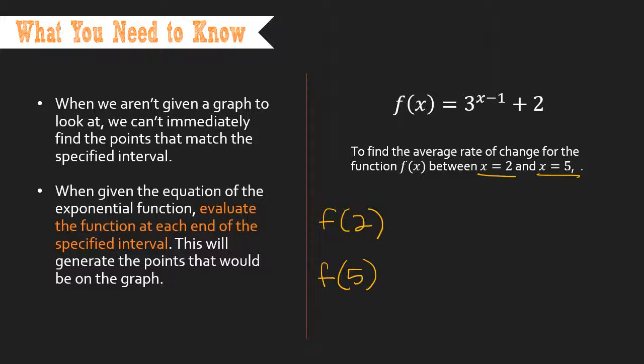And then once I have those values, I can apply my average rate of change formula, which is y2 minus y1 over x2 minus x1. So let's take a look at a problem and go through the entire process with that information.